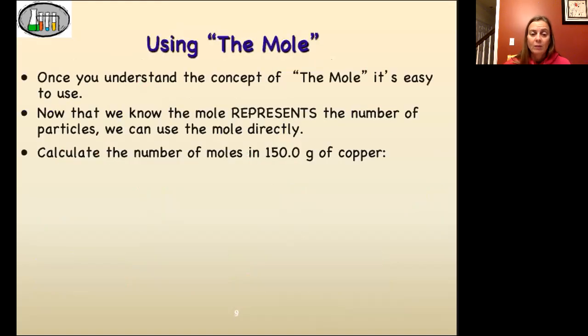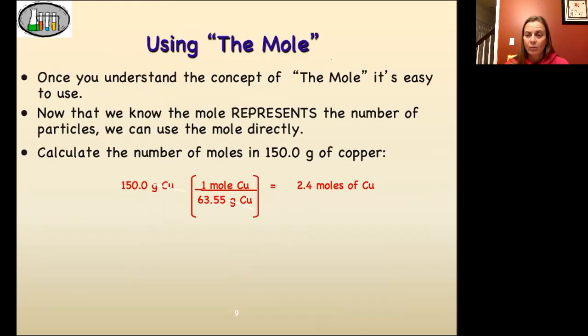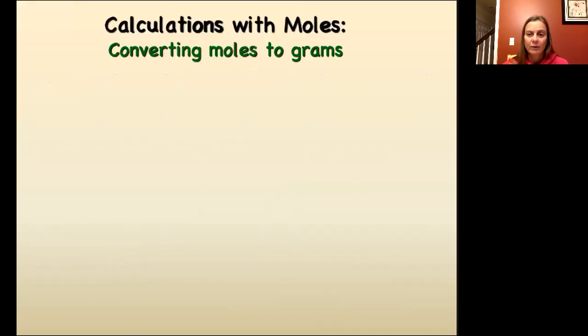So if we want to know how many moles are in 150 grams of copper, we would simply take that 150 grams of copper. We would multiply it by 1 mole of copper per 63.55 grams of copper, again, pulling that directly from the periodic table, and find that we have 2.4 moles of copper. Your teacher has the wrong number of significant figures there, so don't follow my lead. In the same way, we can calculate, well, we're going to skip over that one for now.